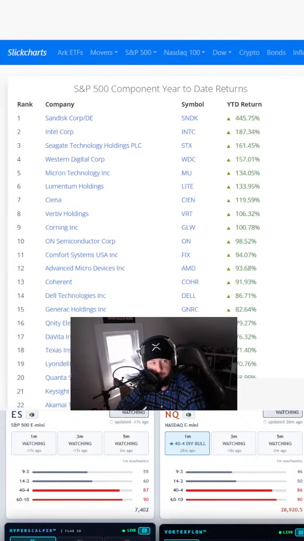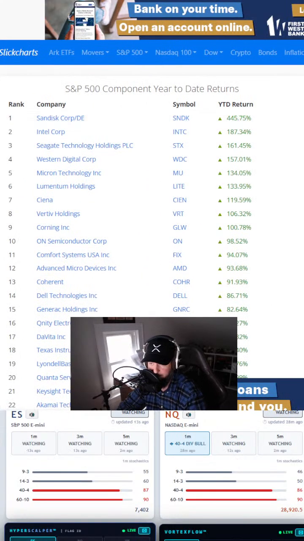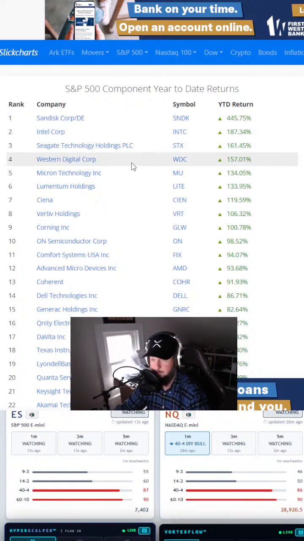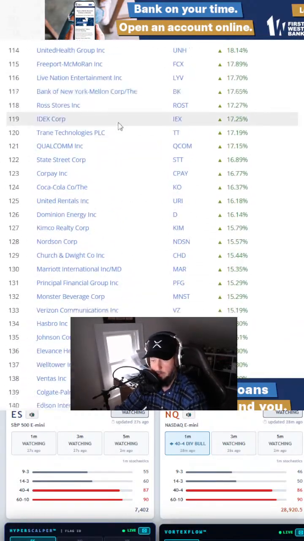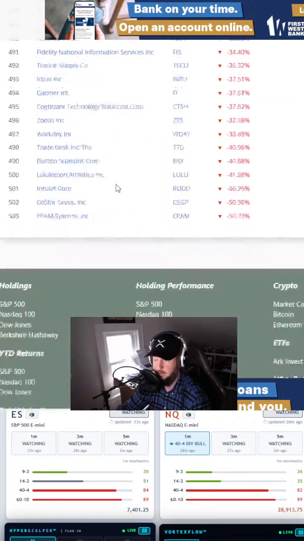Let me move this. There. So SanDisk is up 445%. So would you want to buy SanDisk or trade it? Probably not. And Intel is up 187% just this year. So no, don't buy Intel. So what I would do is I would scroll all the way to the bottom here and look at what's underperforming in the S&P 500.